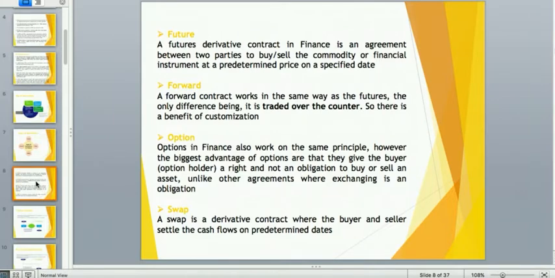But what happens in options? In option, you get the option. You have the right. If you wish to, you can exercise the right and do your part of the duty, your part of the agreement. And if you don't wish to, then there is no obligation on you to definitely do it.